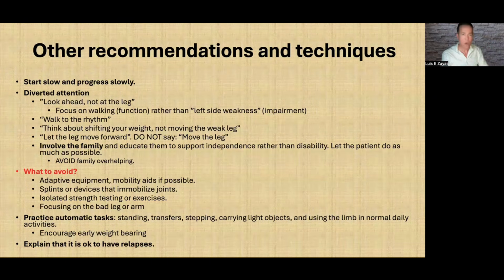Okay? Walk with rhythm, with music. Use music. Think about shifting your weight, not moving the weak leg. So remember, stop thinking about the weak leg. Just shift the weight. Okay? Let the leg move forward. Don't say move the leg. Okay? Remember what I say. Words matter.